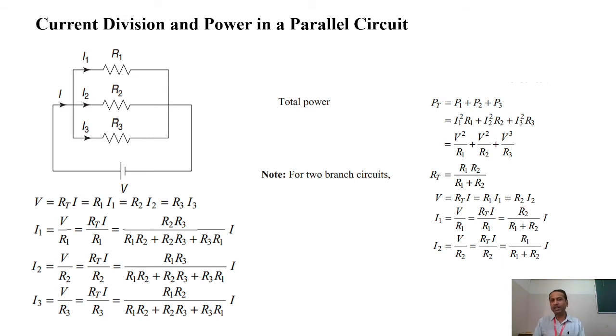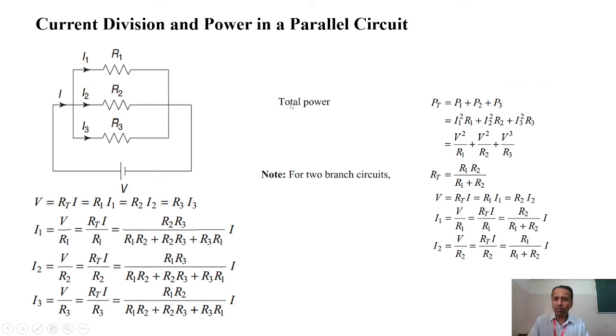In the same way, we can understand the current division and power in parallel circuits. If resistors are connected in parallel, the current flowing through any of the resistances is given by I1 is equal to R2 R3 divided by R1 R2 plus R2 R3 plus R3 R1, multiplied by I. In a simple way, we can say I1 is equal to total resistance multiplied by current divided by R1. Splitting this further, you will have this relation. The same is true for I2 and I3.